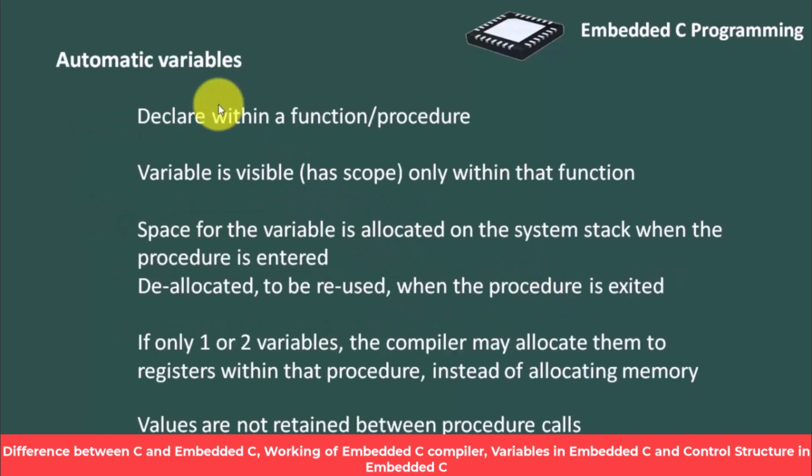Let's discuss automatic variables. Automatic variables are declared within a function or procedure. This variable is visible only within that function. Space for this variable is allocated on the system stack when the procedure is entered and deallocated for reuse when the procedure is exited. If only one or two variables are used in the program, then the compiler may allocate them to registers within that procedure instead of allocating memory. The values of automatic variables are not retained between procedure calls.